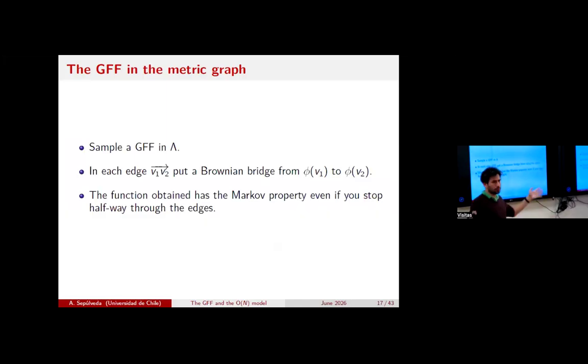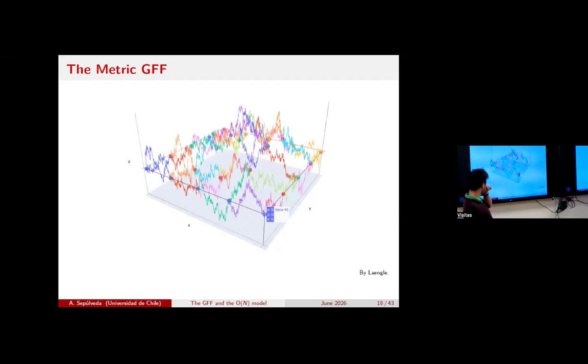Somehow, if you stop at the midpoints, what you have left to visit is just a Gaussian free field with those boundary conditions. And for those who have seen it, this was done by Thomas Lengler. This is the image. You have a GFF here. It's quite hard to draw. Here in the pink one, there was an edge, and now you replace that edge by a copy of [0,1], and you put a Brownian bridge going from that one to that one.